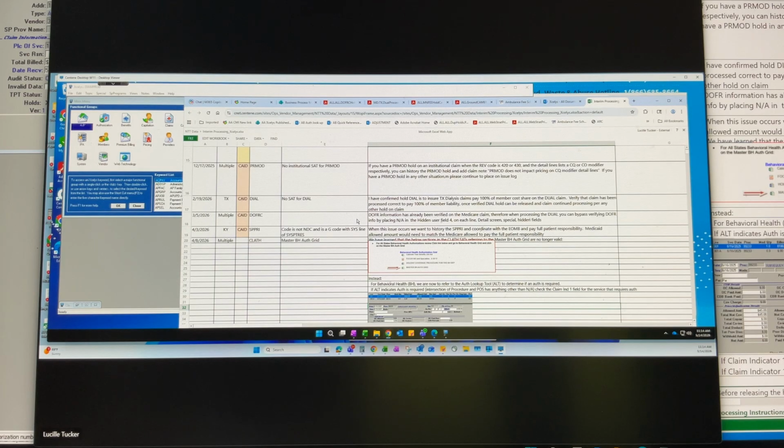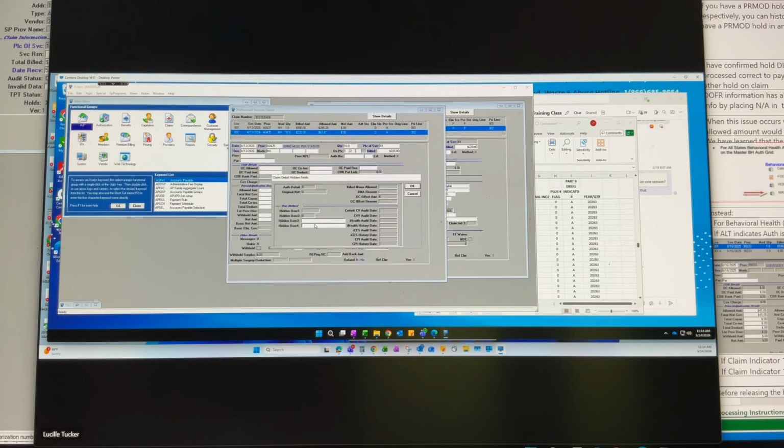Spend your time trying to work it as a DOFRC. If we find a Medicare that happens to, then we'll spend our time working it as a DOFRC. But until that happens, we're just gonna put an NA in the hidden user field. Okay? And right here in hidden user 4, I'm going to put capital N/A. Save that.